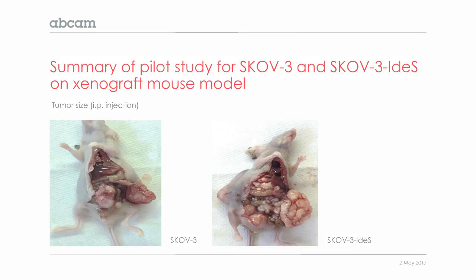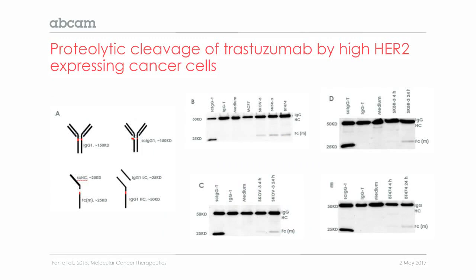This is now a published picture to show you that if you overexpress protease in a high HER2 cancer cell line, you see the tumor grows much bigger, suggesting that this protease-related cleavage of the antibody plays a role in controlling tumor growth. This is basically evasion of the so-called humoral immunity. So this also happens in the cancer cell line setting.